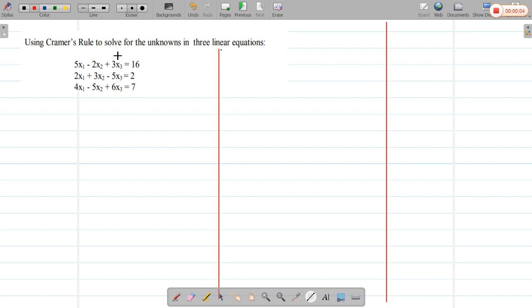Use the Cramer's rule to solve for the unknowns in the 3 linear equations. So it is given as unknown. What is the unknown here? x1, x2, x3. Is that right? Now, what is step 1? What is step 1?